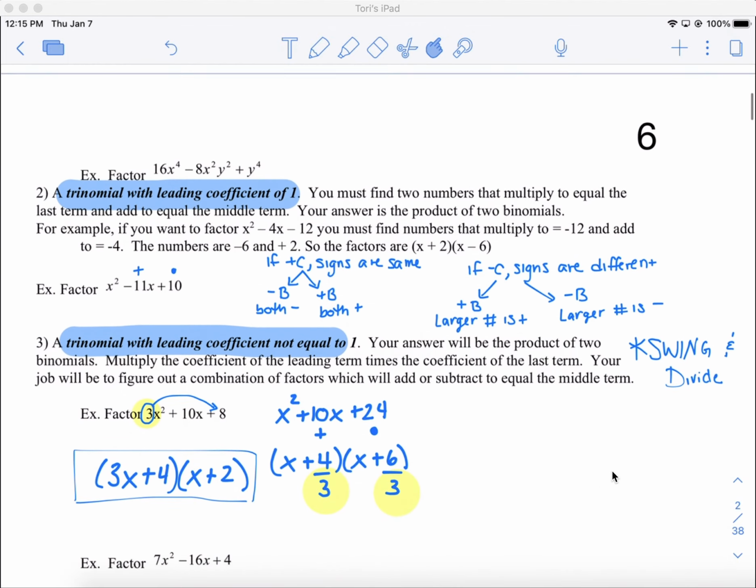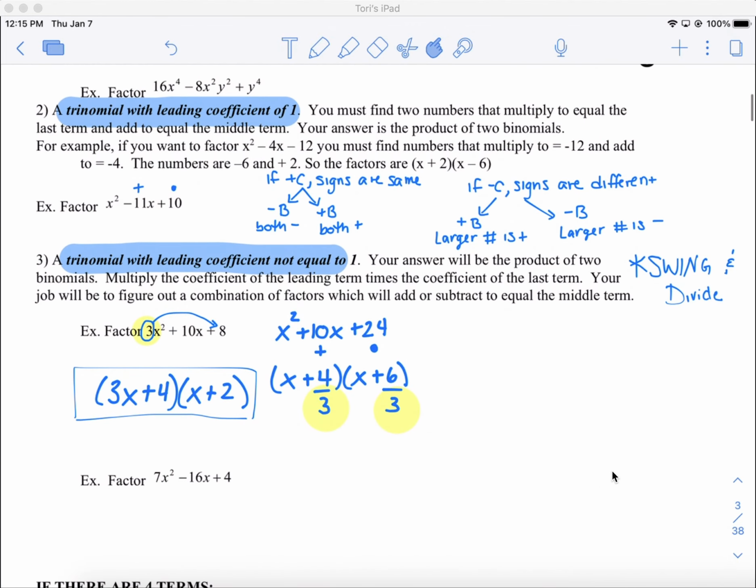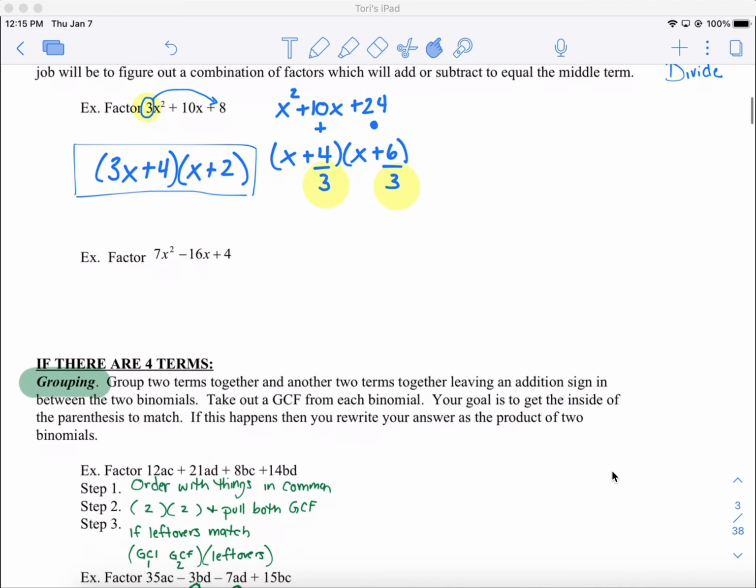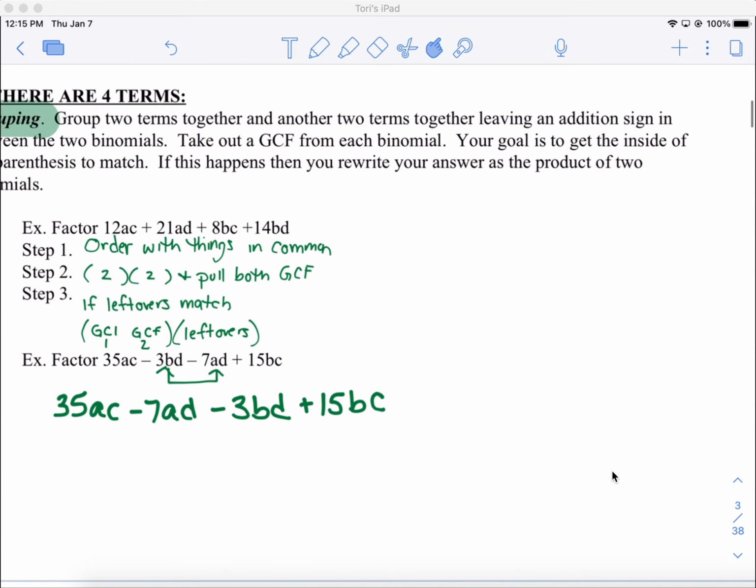Great. Go to the next page. I'm going to have you pause the screen, copy what you see. Perfect. And then last one, I'm going to have you pause the screen and copy what you see.